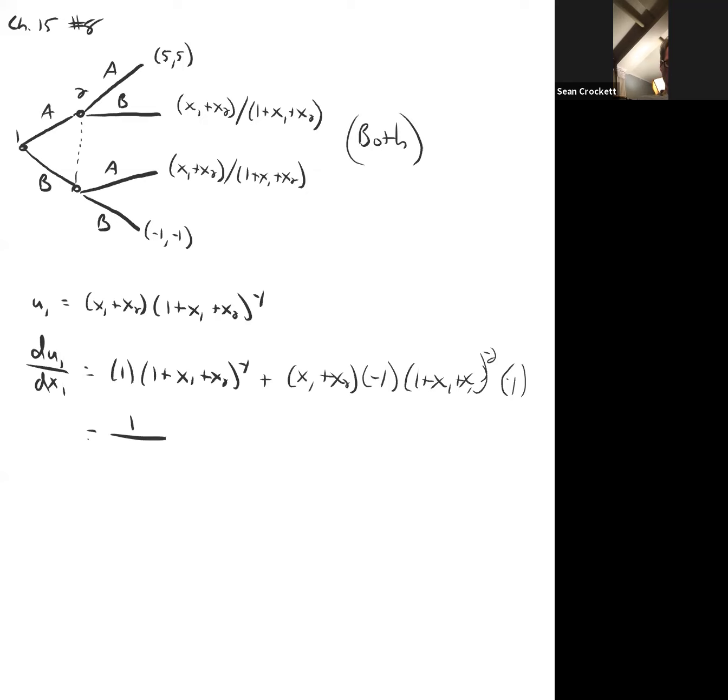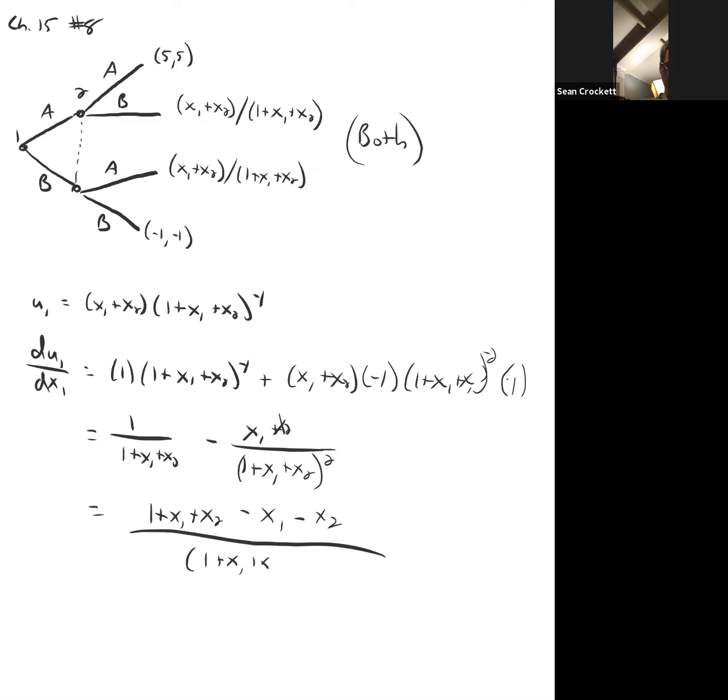So I'm going to have 1 over 1 plus x1 plus x2, plus, I'll make that a minus, x1 plus x2 over 1 plus x1 plus x2 squared. And then this side, now we're going to make it 1 plus x1 plus x2 minus x1 minus x2 over 1 plus x1 plus x2 squared, which is just equal to 1 over 1 plus x1 plus x2 squared. So that's the best response.